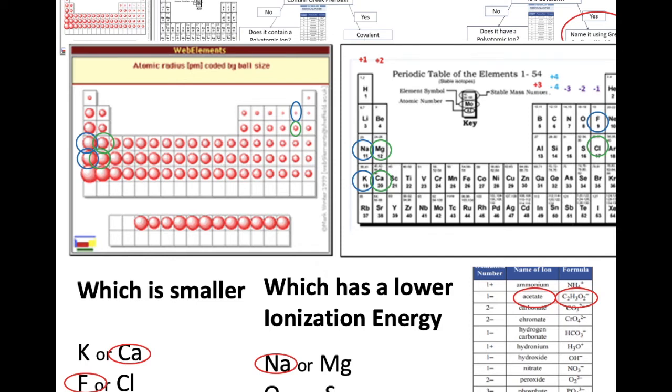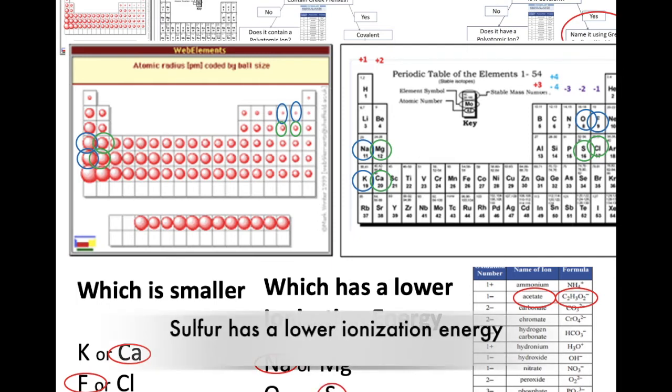lower ionization energy. For oxygen and sulfur, oxygen is higher on the periodic table than sulfur is, which means sulfur must have the lower ionization energy.